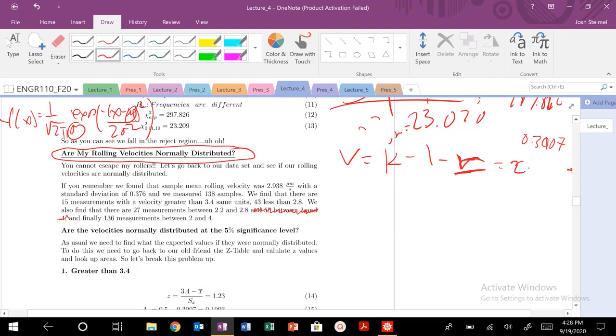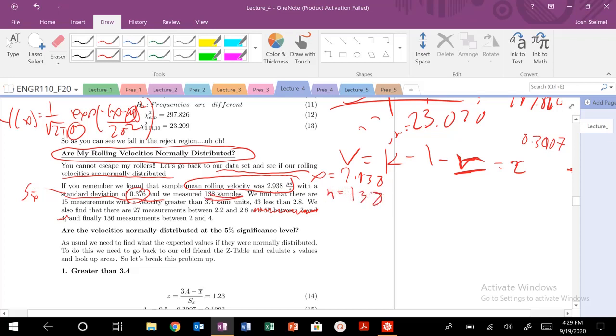So let's look at what this question is asking. We need to go back to our data set and see if our rolling velocities are normally distributed. If you remember back, our sample mean, our x bar, was 2.938. Sample standard deviation, S sub x, was 0.367. And our n number of samples was 138.